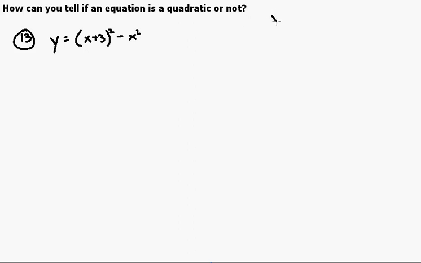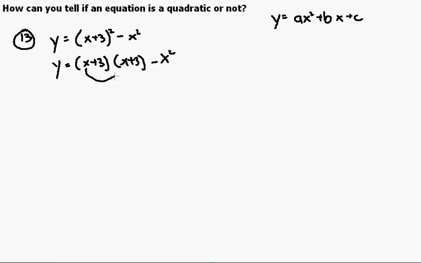Remember, a quadratic is always in the form y is equal to ax squared plus bx plus c. So if we can get this expression to look like this, then we know we've got ourselves a quadratic equation. So this is the same as x plus 3 times x plus 3 minus x squared.